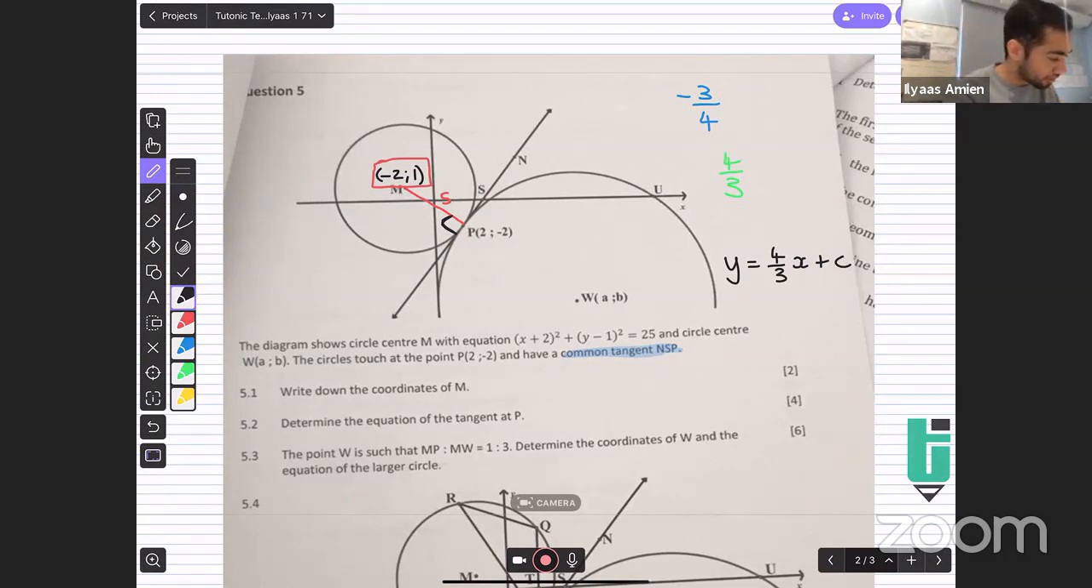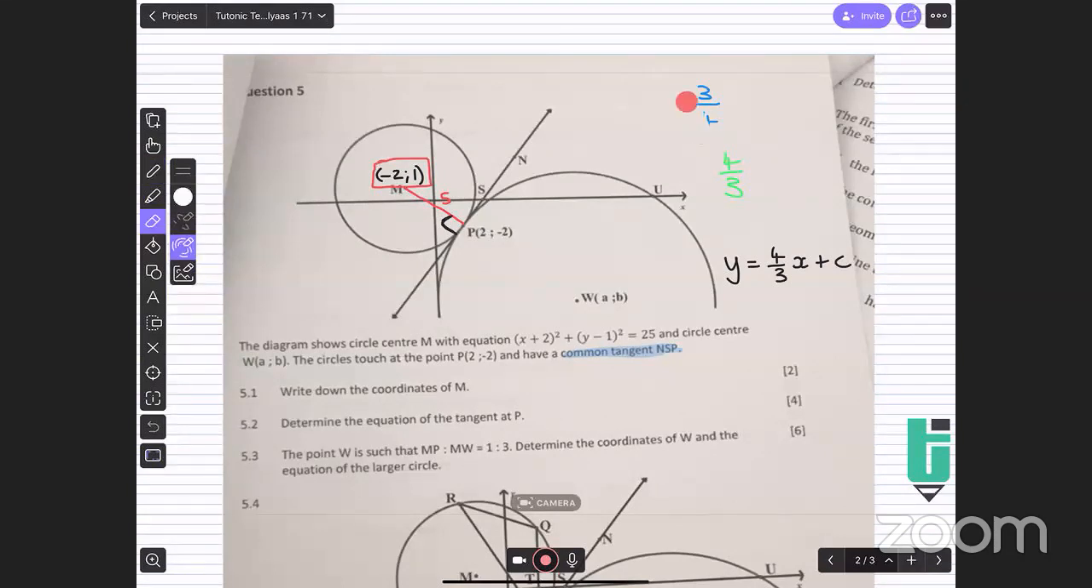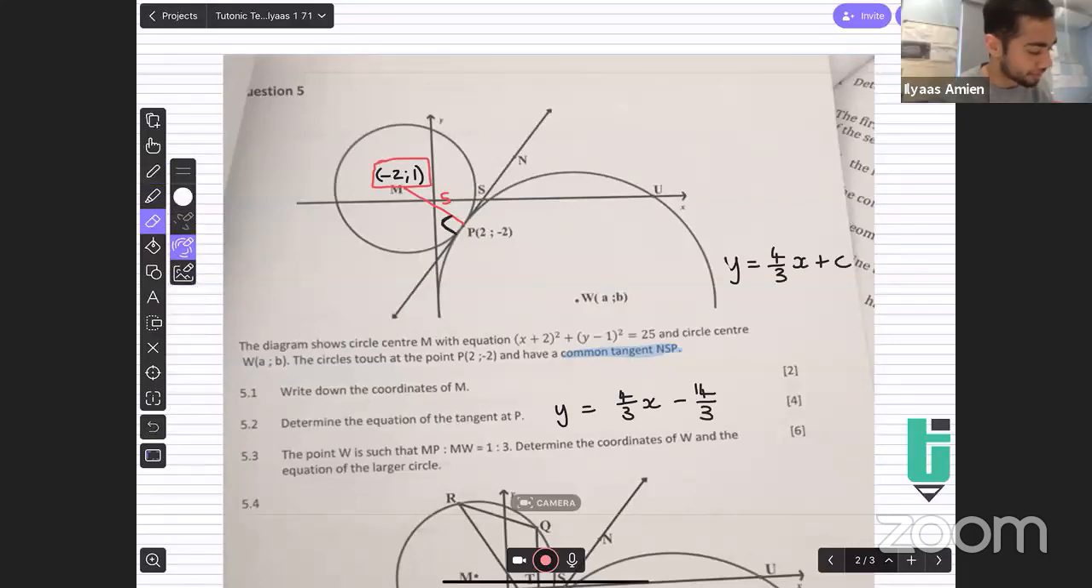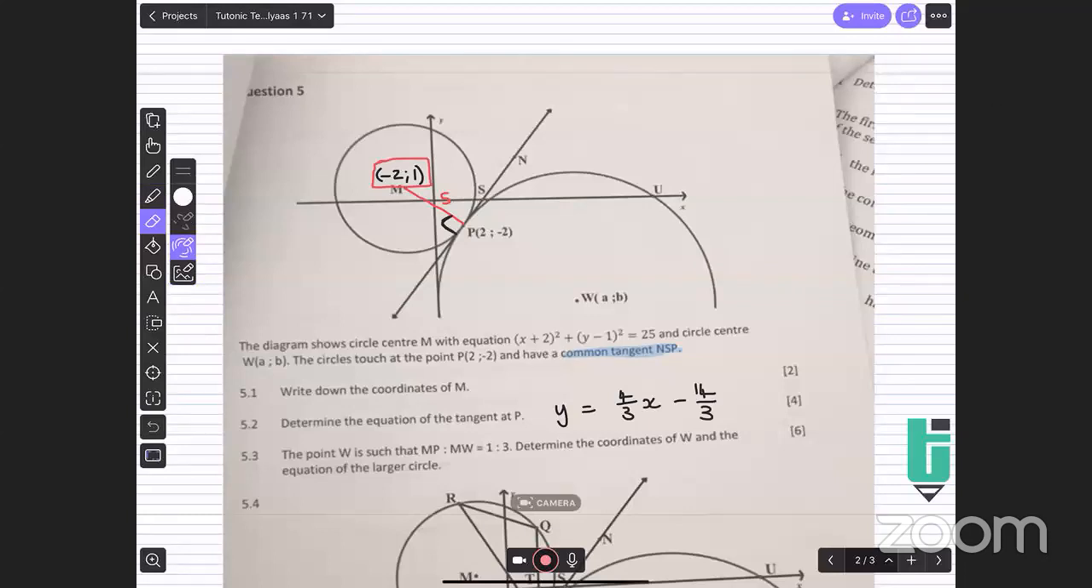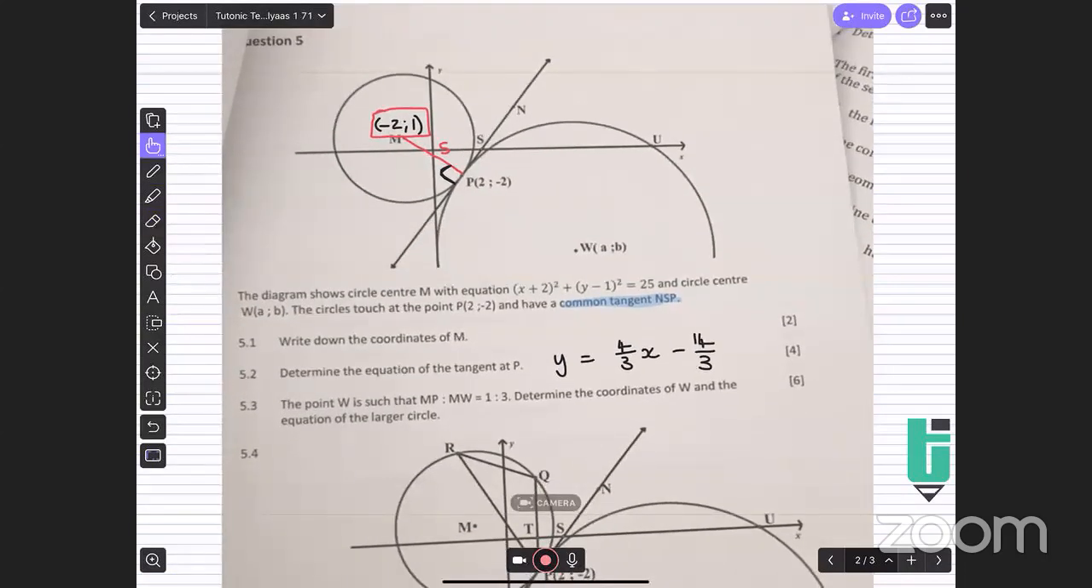Okay, so what did you get for c? Minus 14/3 is equal to c. So therefore, y is equal to 4/3 x minus 14/3. Great. Okay. Everybody following so far? Yes. Now, Amaro, I want you to read the third question for me.